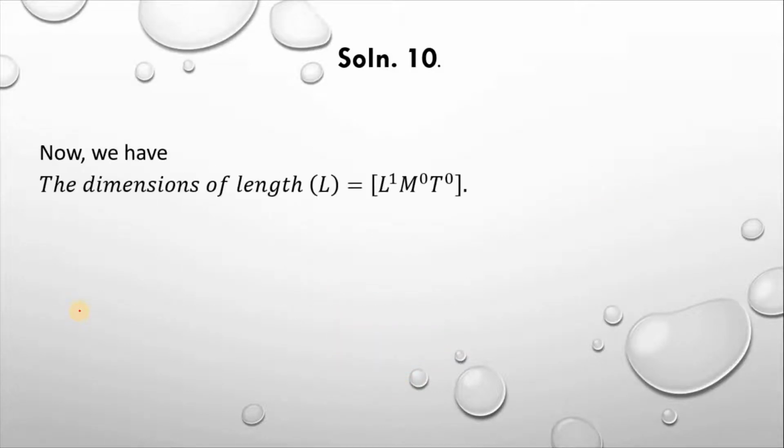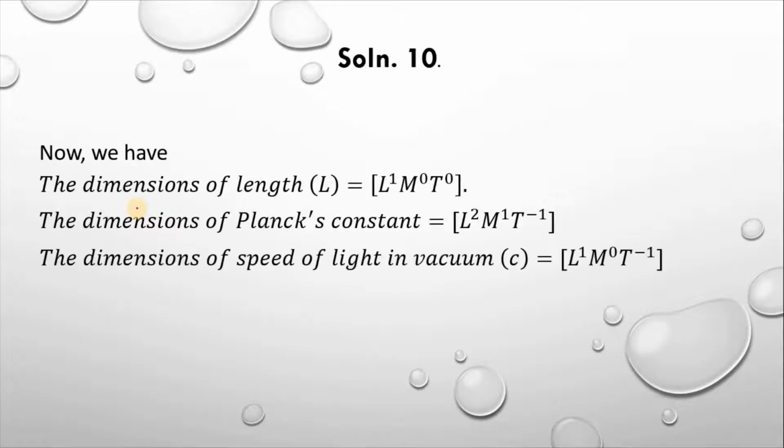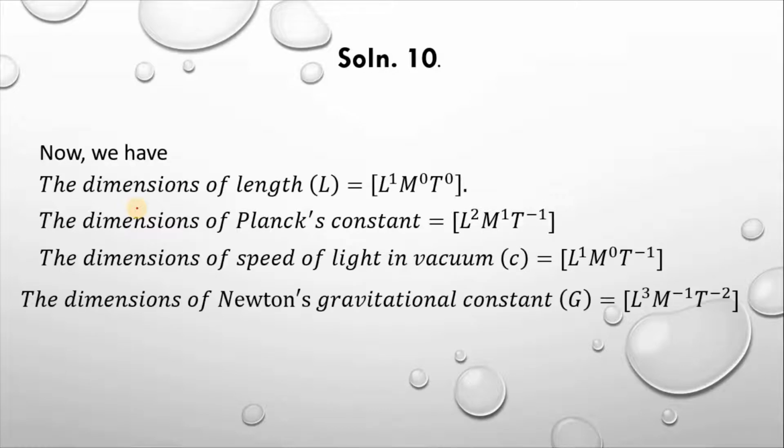So now we have the dimensions of length as L1 M0 T0, the dimensions of Planck's constant as L2 M1 T minus 1, the dimensions of speed of light in vacuum as L1 M0 T minus 1, and finally the dimensions of Newton's gravitational constant capital G as L3 M minus 1 and T minus 2.